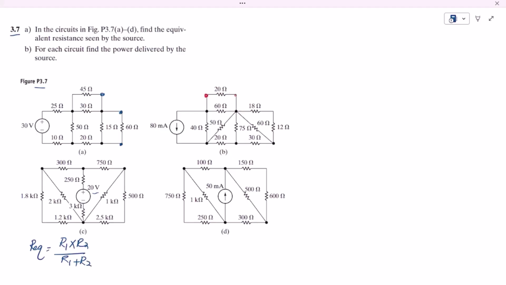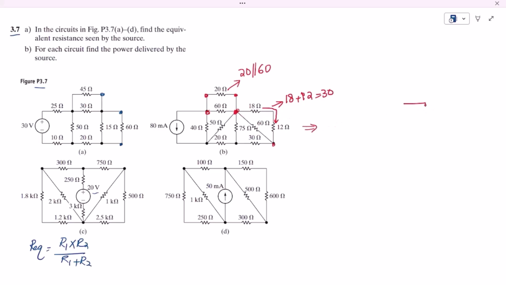We can see that these two ends and these two ends are basically connected directly. Therefore 20 and 60 are in parallel with each other. Also, if the current is flowing through this circuit, the current which is flowing through 18 ohm and 12 ohm is the same current. Therefore 18 and 12 are basically series resistors. So 18 plus 12 is 30, and this is the equivalent resistance.